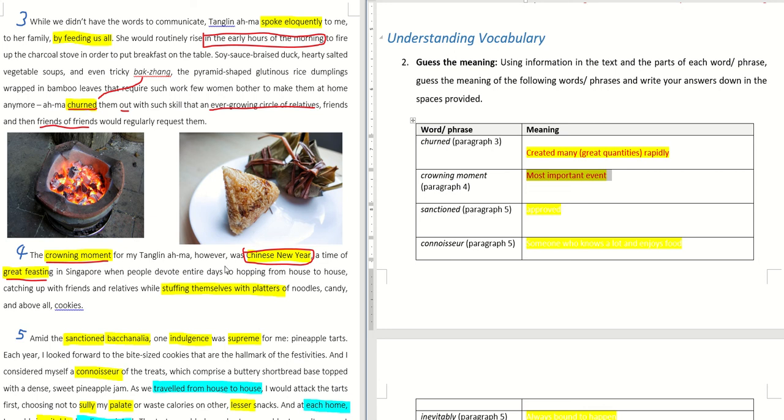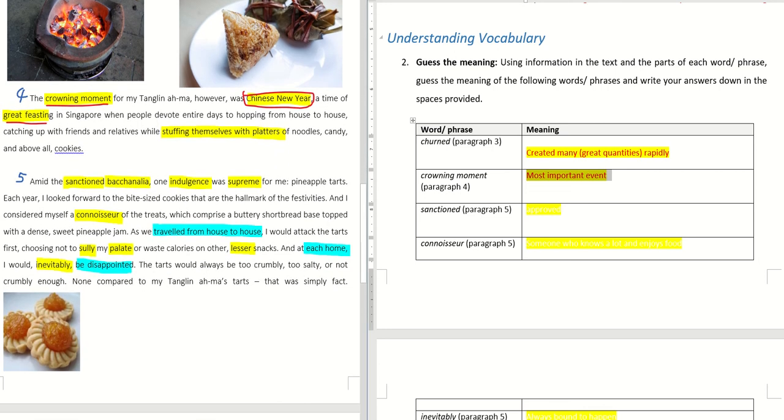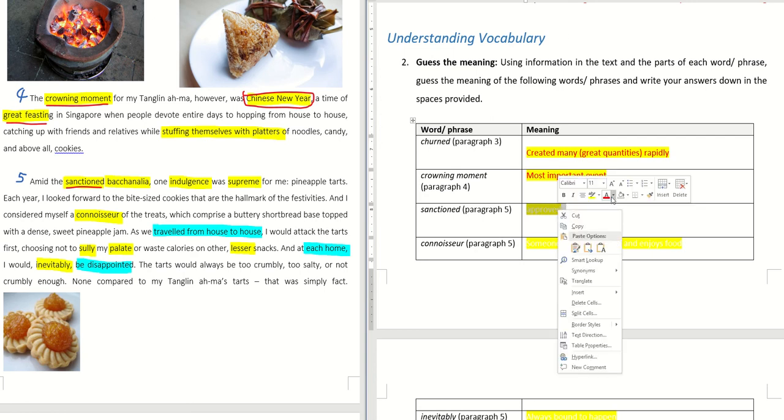Sanctioned. Where's the word sanctioned? Bacchanalia means a celebration that is filled with a lot of noise, alcohol, some illegal activities. Sanctioned is an adjective, and eating pineapple tarts doesn't seem anything that is illegal or dangerous or noisy. So it's something that is approved.